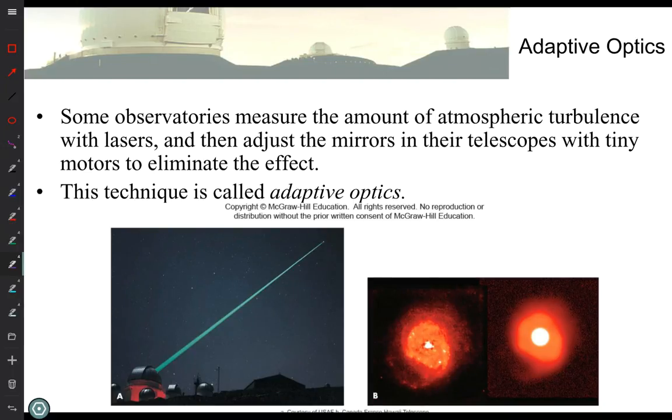And excite those gases and have them give off a bright light. And so they make what looks like a bright star next to the faint star they're looking at, and then they can use the light from that man-made bright spot in the atmosphere to adjust for the atmosphere. And so that's what's showing in the picture on the left.